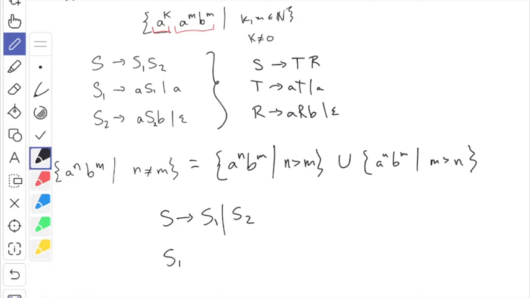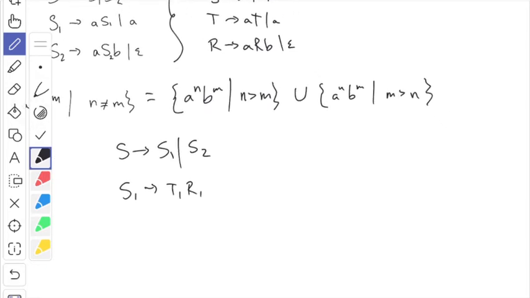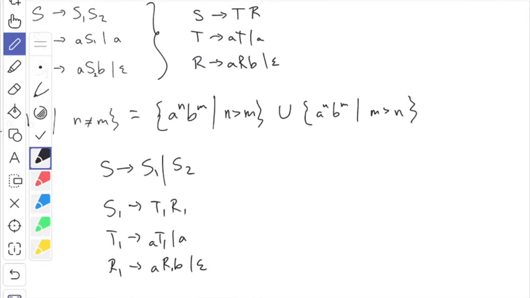And then S1 is just the same answer as we got in the previous problem. So S1, I'm going to say goes to, I'll write it as T1, R1. T1 goes to A, T1, or A. R1 goes to A, R1, B, or epsilon. So I pasted in the answer from the previous problem for S1. And then the S2 is going to, again, look like the answer from the previous problem, although I suppose not exactly the same. Would you mind if I write it over here just so I don't have to scroll away?